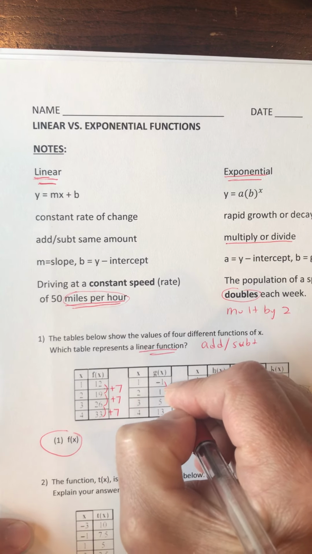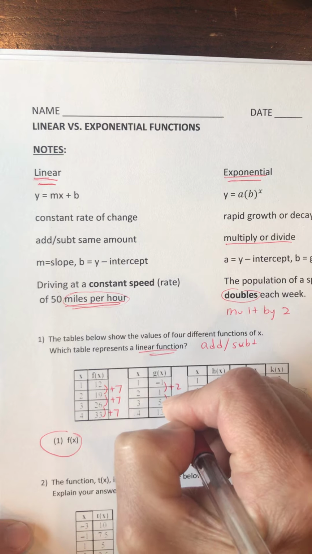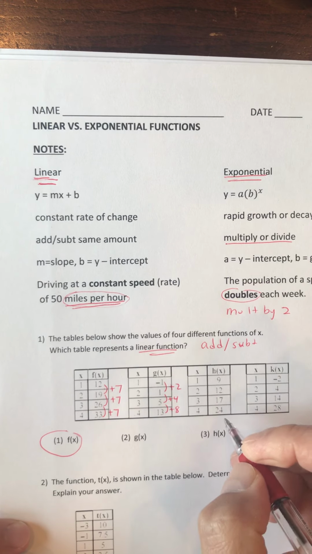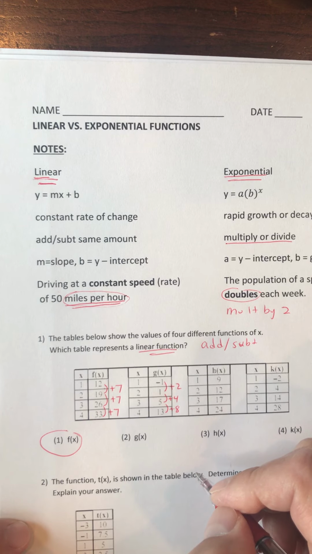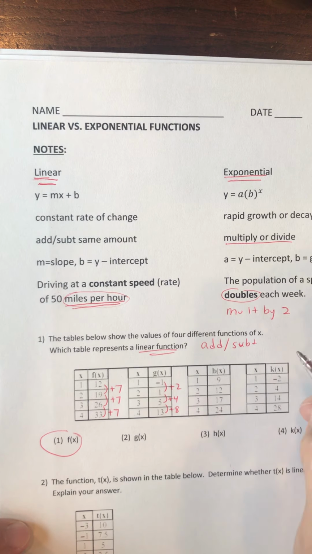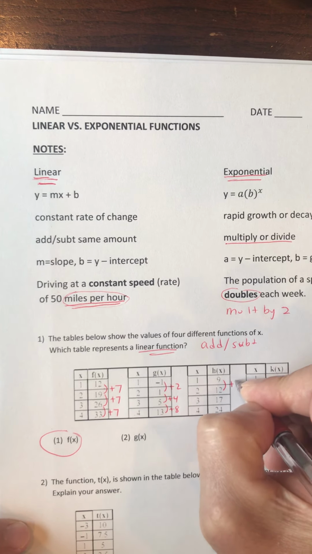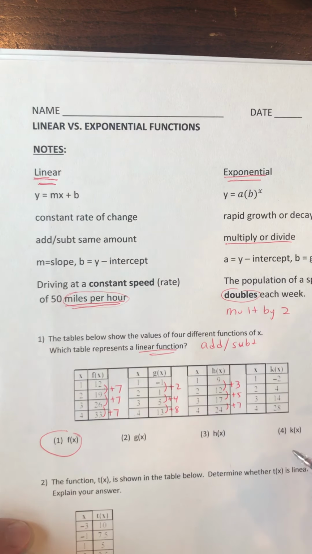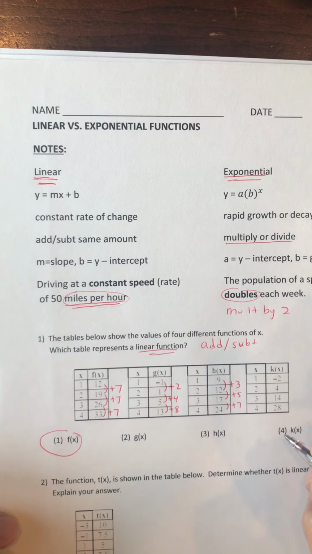If you look at this one, it's adding 2, and then it's adding 4, and then it's adding 8. So that's more of an exponential situation. It's doubling. If you look at the next one, it's adding 3, adding 5, and then adding 7. That's neither.